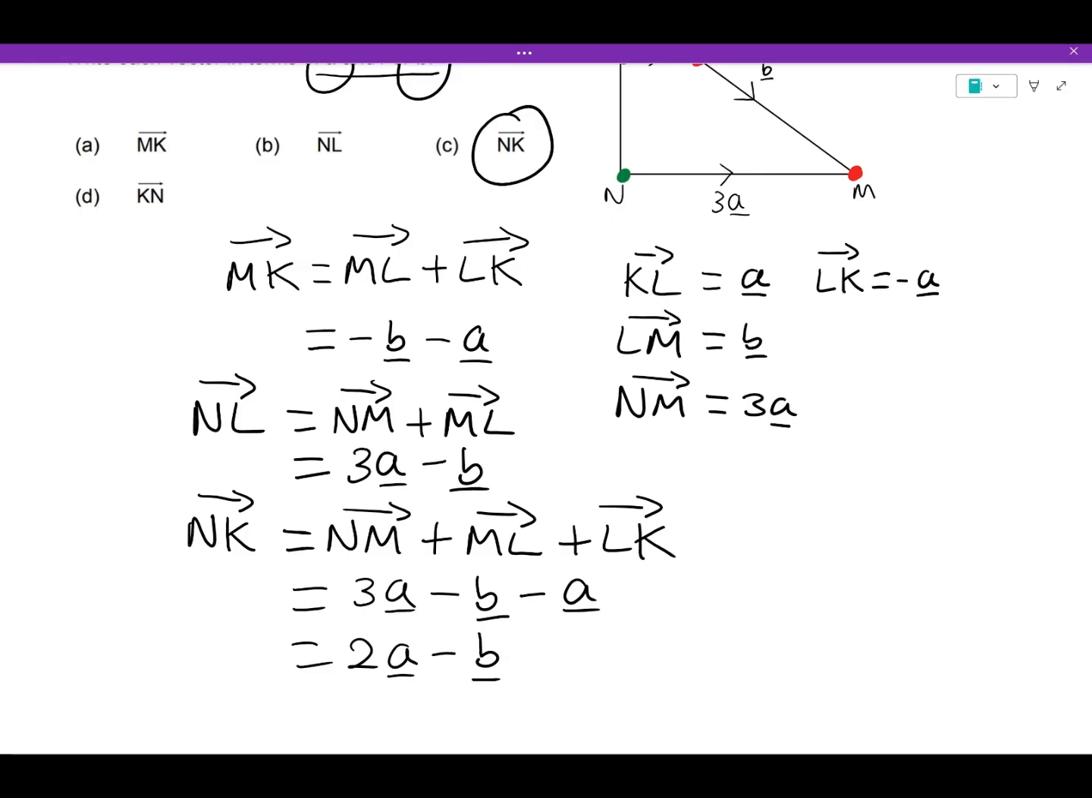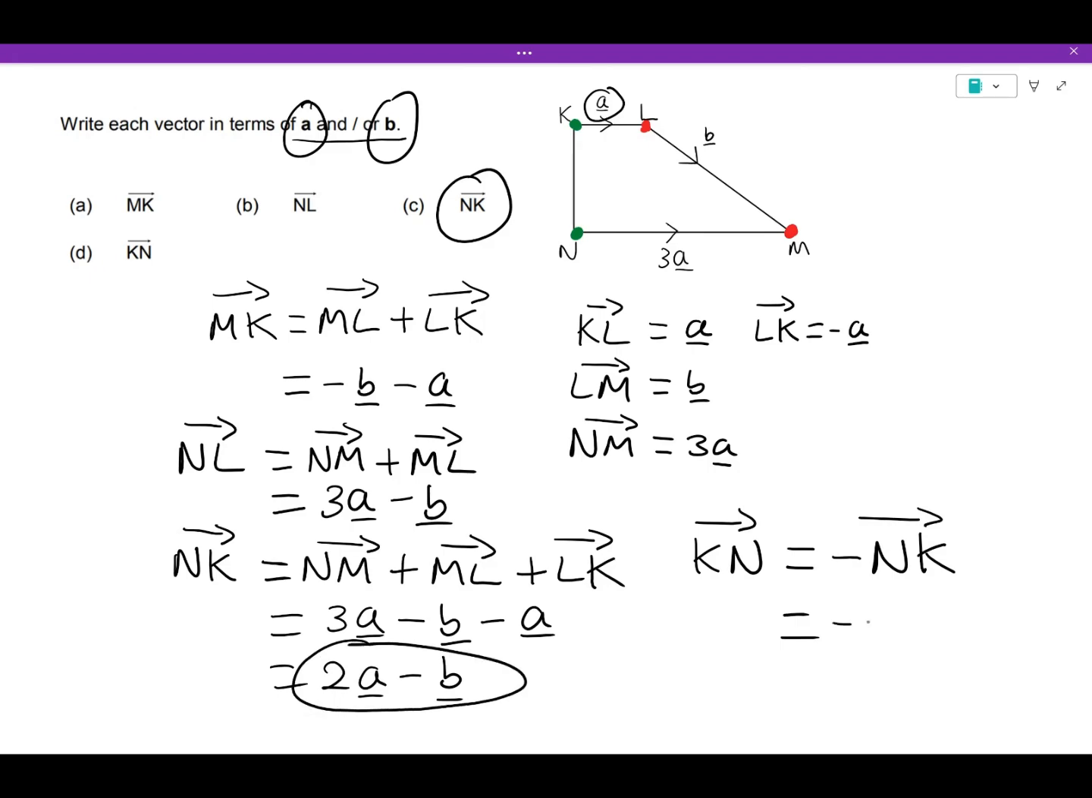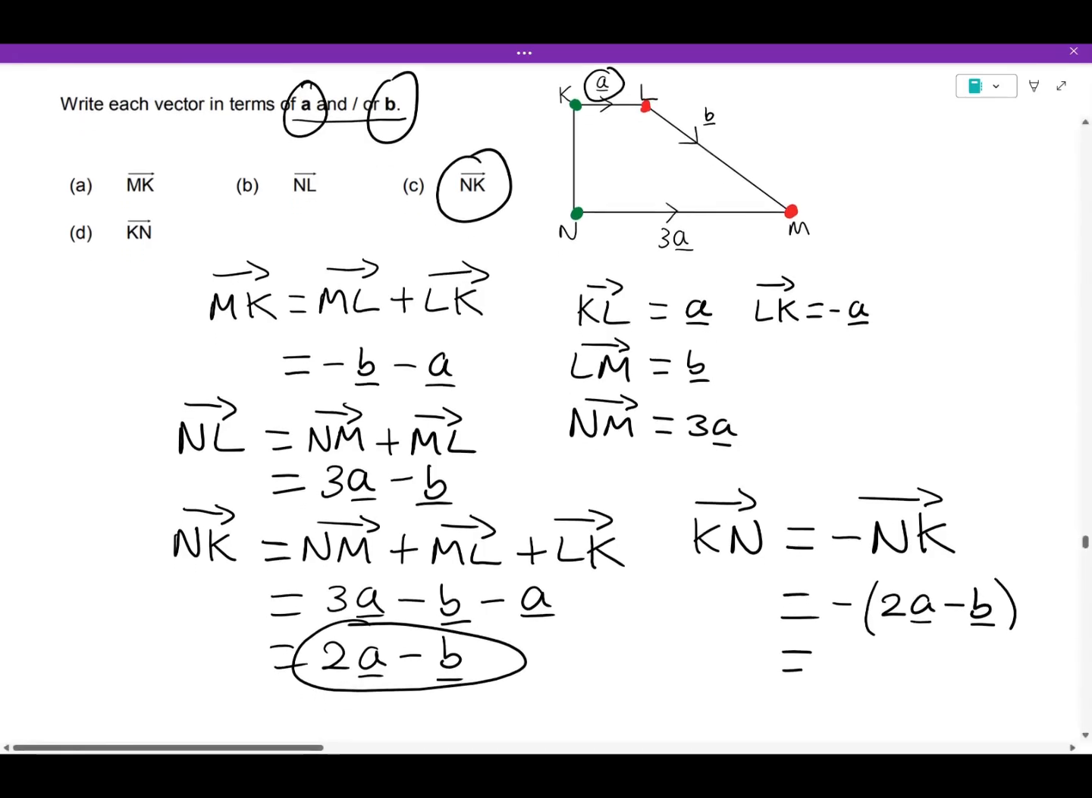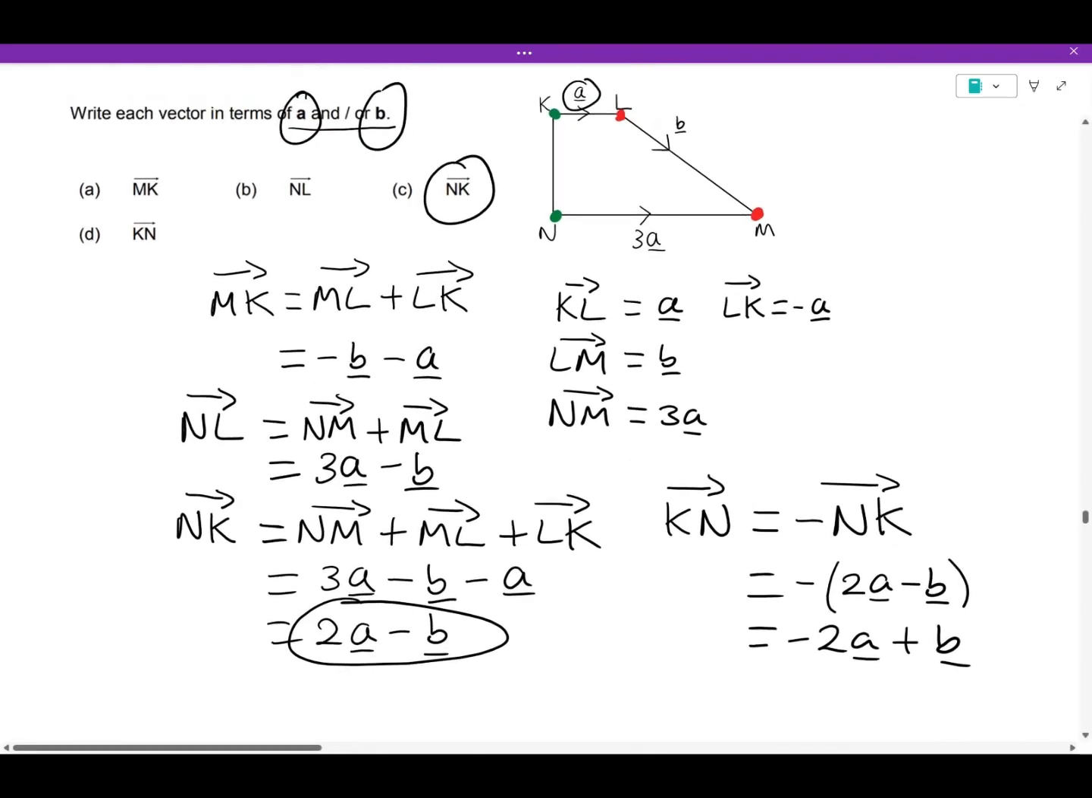Okay, now let's do K to N. Now K to N should be fairly straightforward because that is the reverse direction of N to K. So that is going to be equal to -1 multiplied by N to K. So I'm going to take my vector for N to K and I'm going to multiply by -1. So we get -1 times 2A, subtract B. And if I expand my brackets, I would get -2A, and then it's going to be plus B like that. So that would be my final answer.